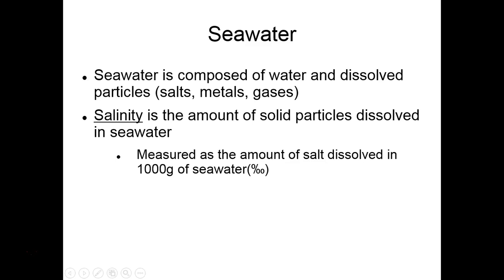So if I were to cover up one of those zeros there, you can see the remaining symbol is percent, right? That is percent. So that is per 100, or parts per 100. This, with two little circles there, that means parts per 1,000. Okay, so how many grams of salt or other solid particles are dissolved in 1,000 grams of seawater? That is salinity.